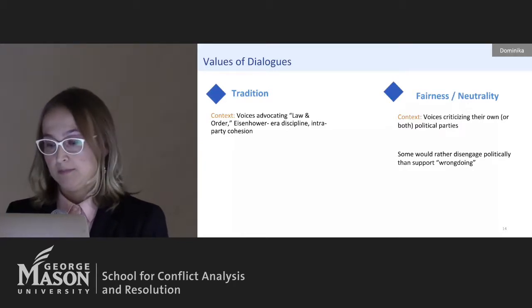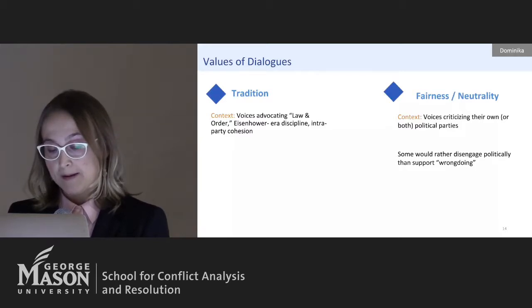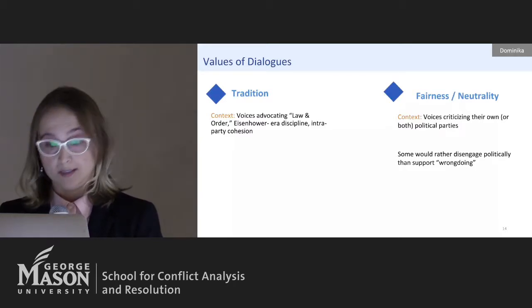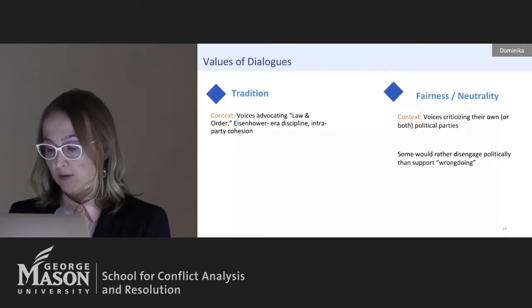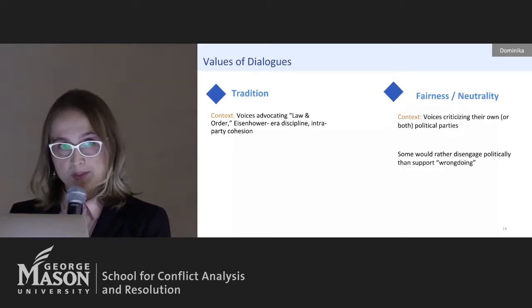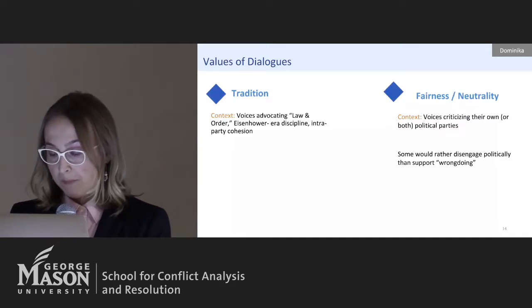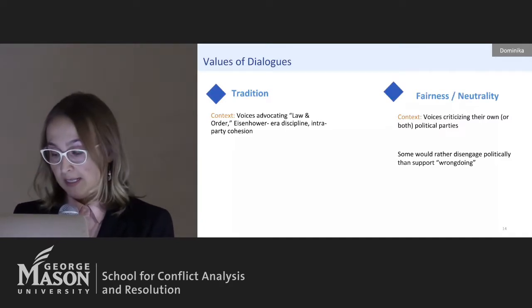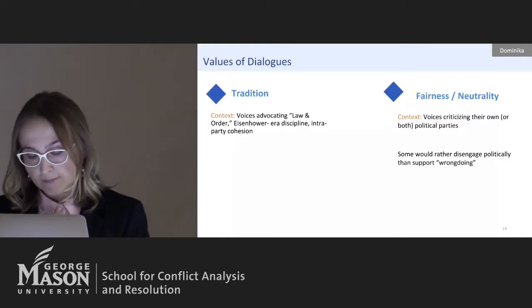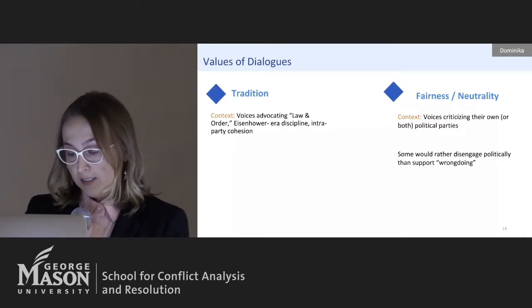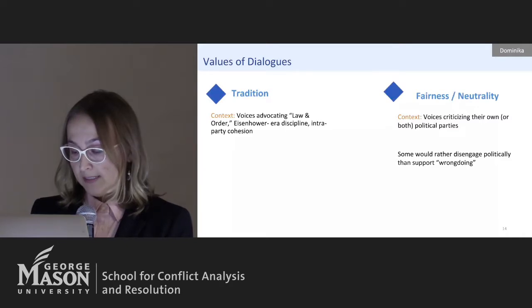Another value somehow contrasting with tradition, we had fairness and neutrality on the other hand. It was a value held at our first dialogue event rather than at our focus groups or the survey. It was significant nevertheless because the behavior was replicated during the second event, so we can claim consistency. In other words, people did not affirm political identity.